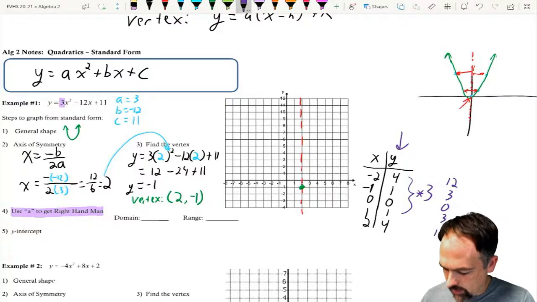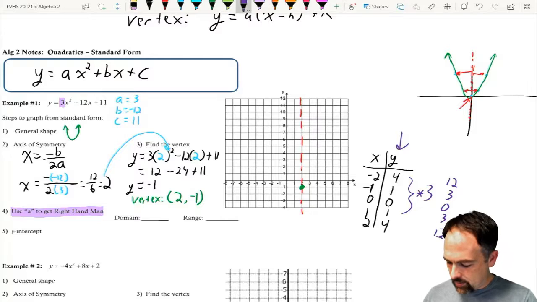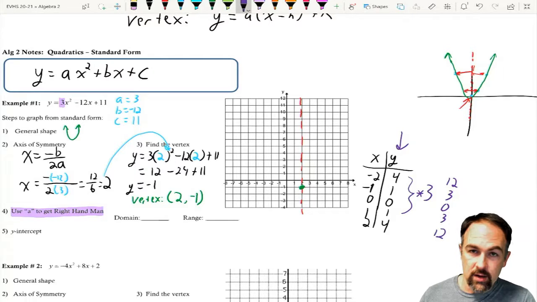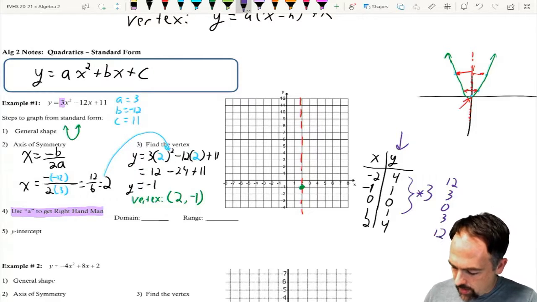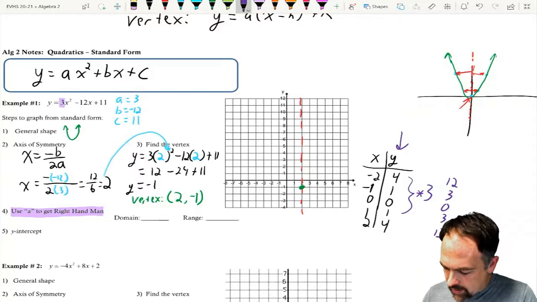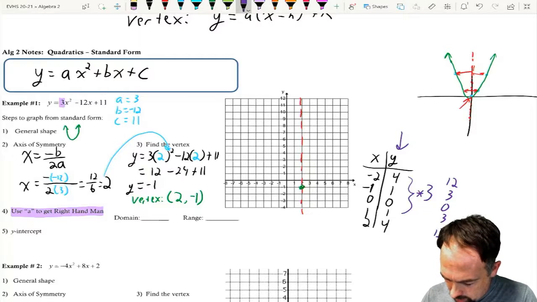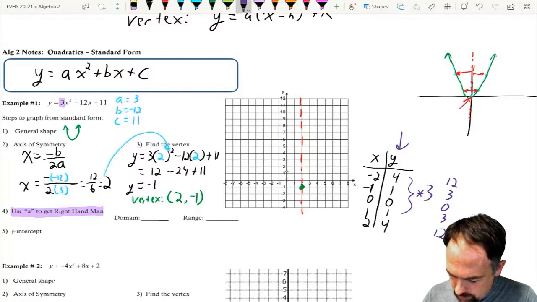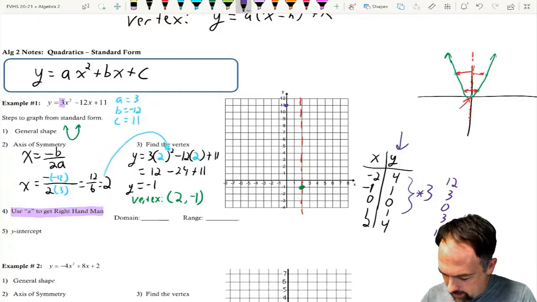0, 3, and 12. Now, what that means is, remember, these are all relative coordinates off of the vertex. So from the vertex, we go left 2 and up 12. So left 2, up 1, 2, 3, 4, 5, 6, 7, 8, 9, 10, 11, 12. Then we go negative 1, 3: left 1, up 1, 2, 3. Then 0, 0 is always going to be there.